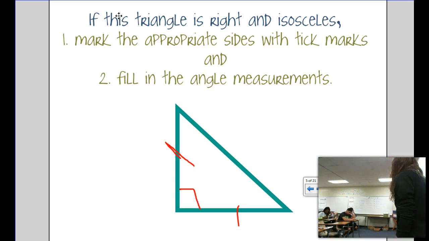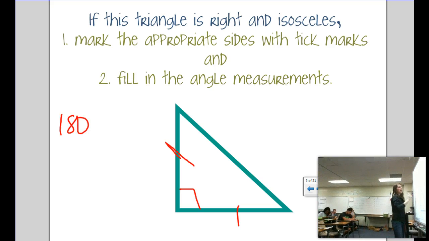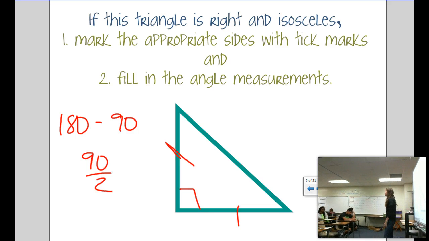So what's this angle? 90. What's this angle? 45. How'd you know that? Because 2 times 90 equals 180, and 180 is the amount of degrees. So there's 180 degrees in a triangle, and we've already used up 90. So how many is left? 90. And then this is isosceles, so we know those leftover angles have to be congruent, equal. So you take the 90 that's left over and you divide it by 2. And that's how you come up with, mark your picture, 45 and 45 degrees.